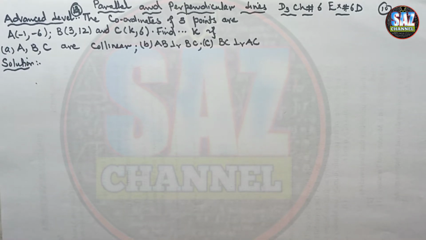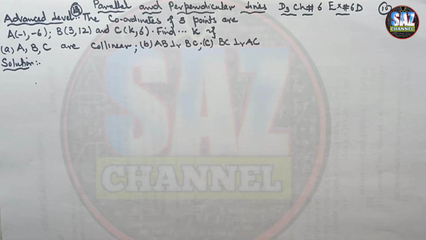This is my 10th lesson of D3, chapter number 6, exercise 6D, that is about parallel and perpendicular lines. In this class, we will discuss question number 14, advanced level. And let's read the question from the book.